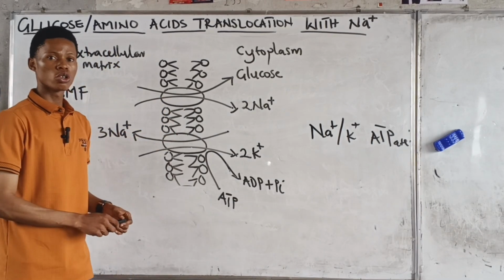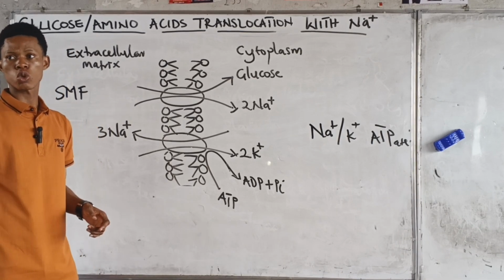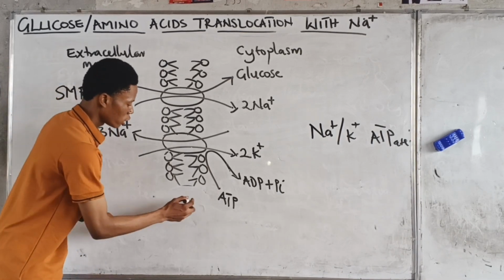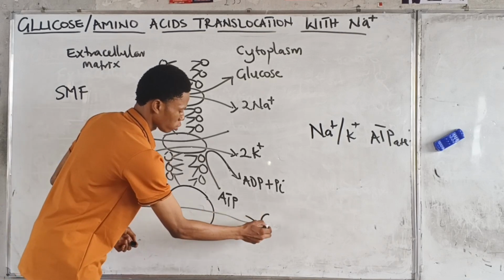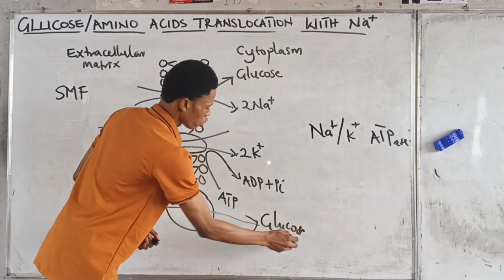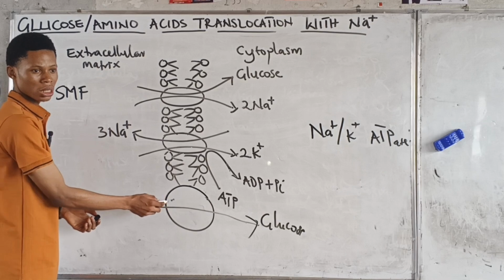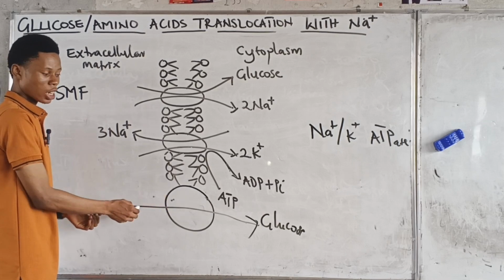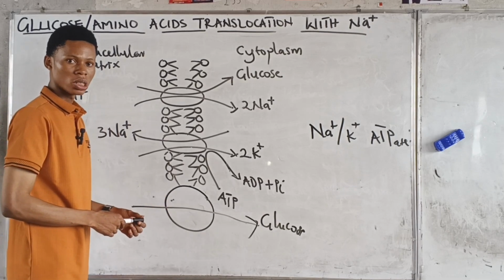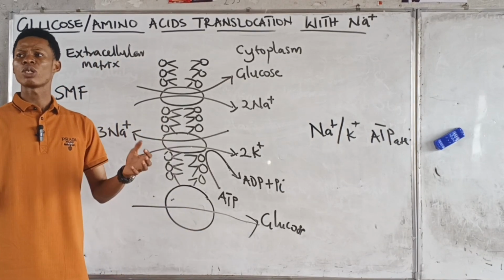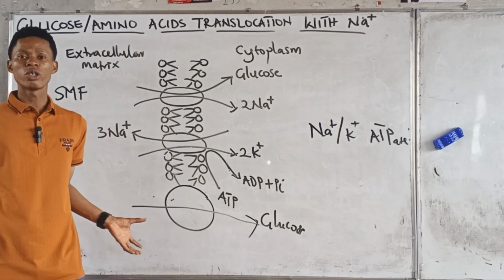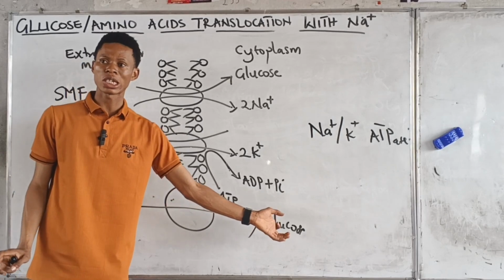Now, if you have glucose uniporter, uniport means 1 molecule transported, right? The glucose uniporter is that protein, that transporter, that transports glucose alone into the cell. It's not transporting it with sodium. It's not transporting with anything. Glucose is a lone ranger here, moving alone through the transporter.